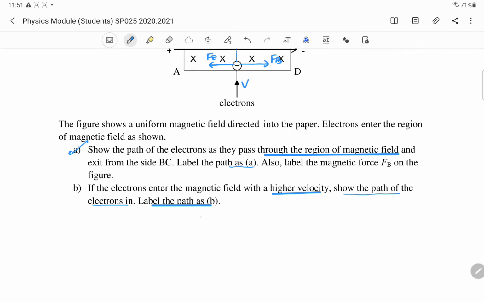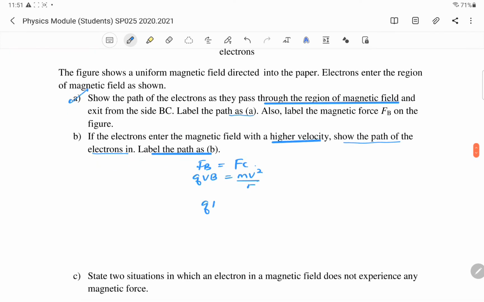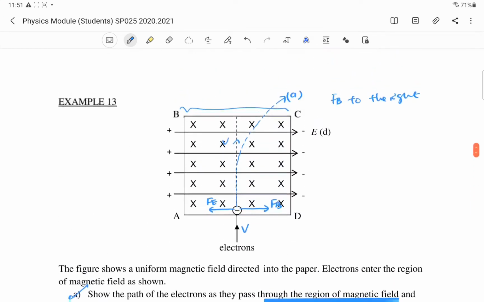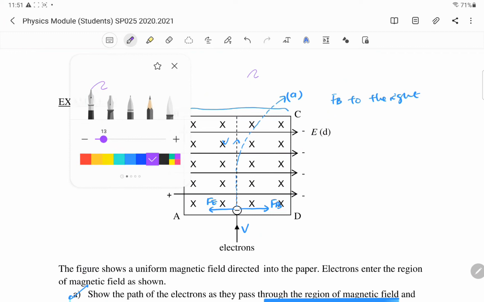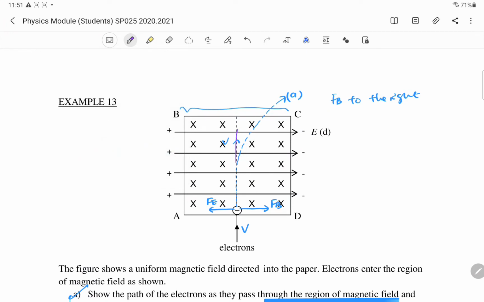So kita tahu FB sama dengan FC. So QVB equal to MV squared over R. So we have QBR equal to MV. So here we can have our R is equal to MV over QB. We can have here R is directly proportional to V. So when we increase the velocity, the radius is also increased. So radius also increase. The path will be like this. Okay, dia akan lagi jauh sikit. Okay, ini path B.